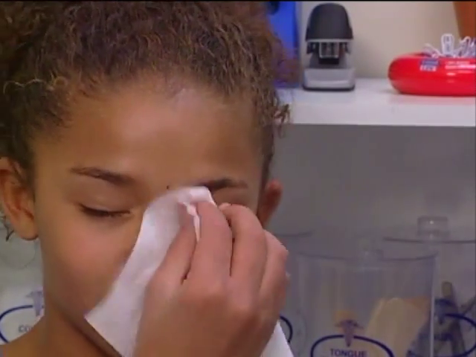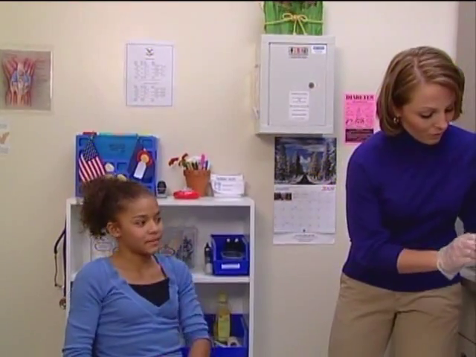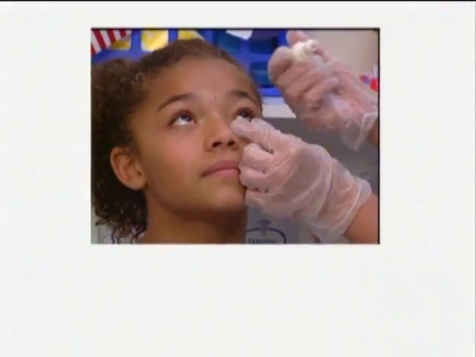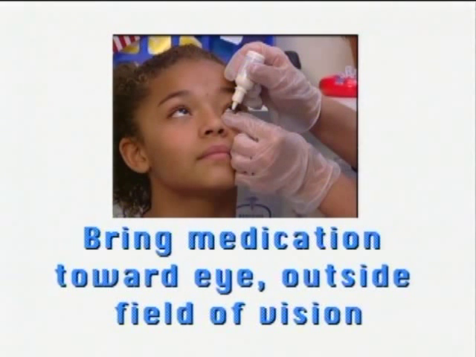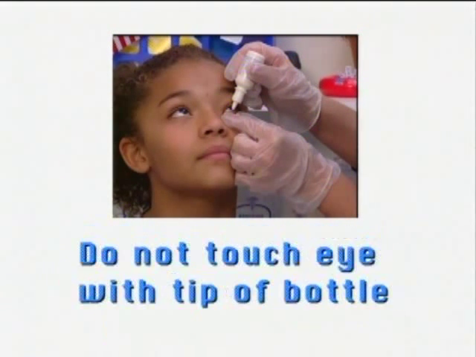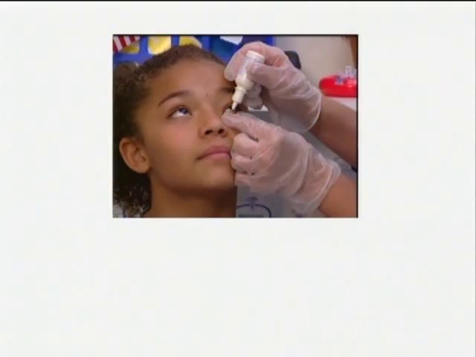Have the student tilt her head back and close her eyes. Then use a tissue to wipe from the inside corner of the eye to the outside. Use a clean tissue for each eye. Tell the student to look up as you gently open the eye to expose the lower lid. Bring the medication toward the eye, outside of the student's field of vision. Be sure not to touch the eye or anything else with the tip of the bottle. You don't want to scratch the cornea or contaminate the medication in the bottle.